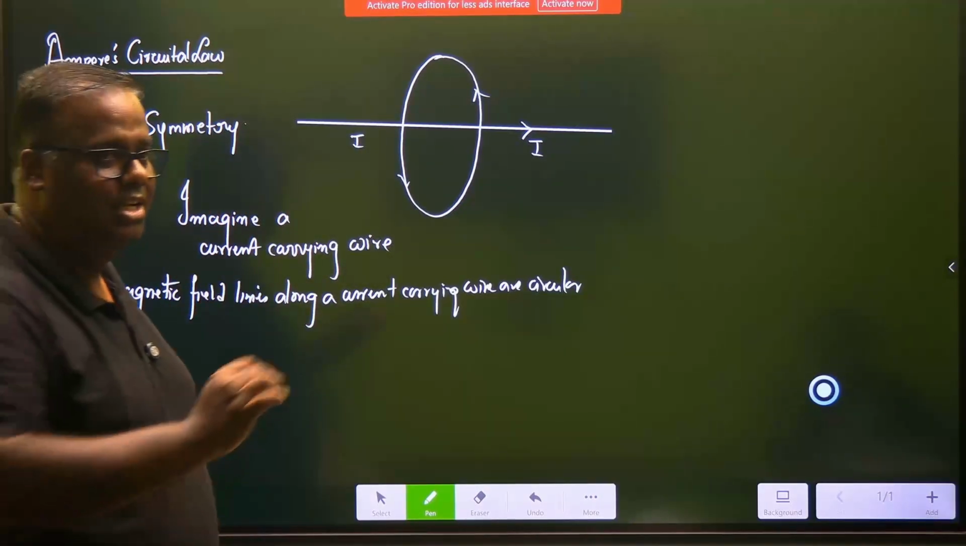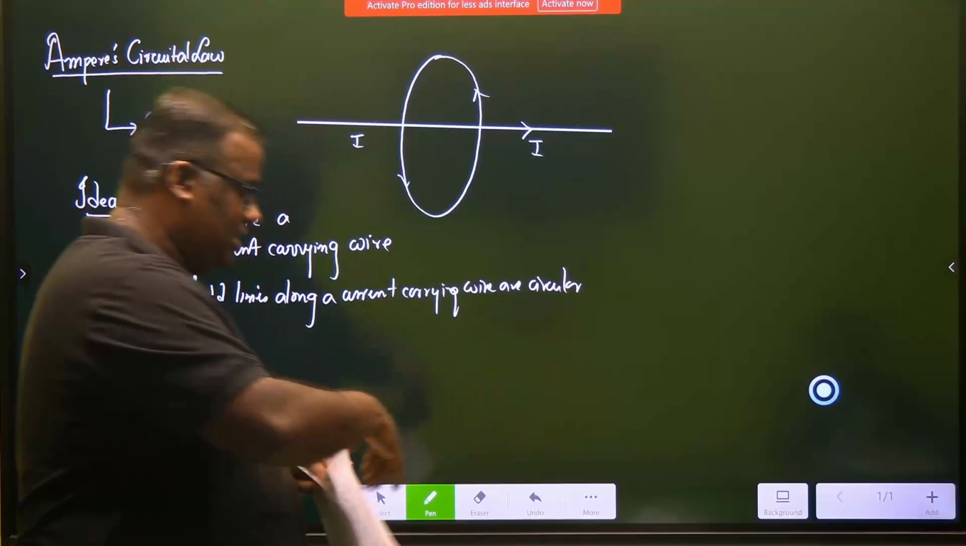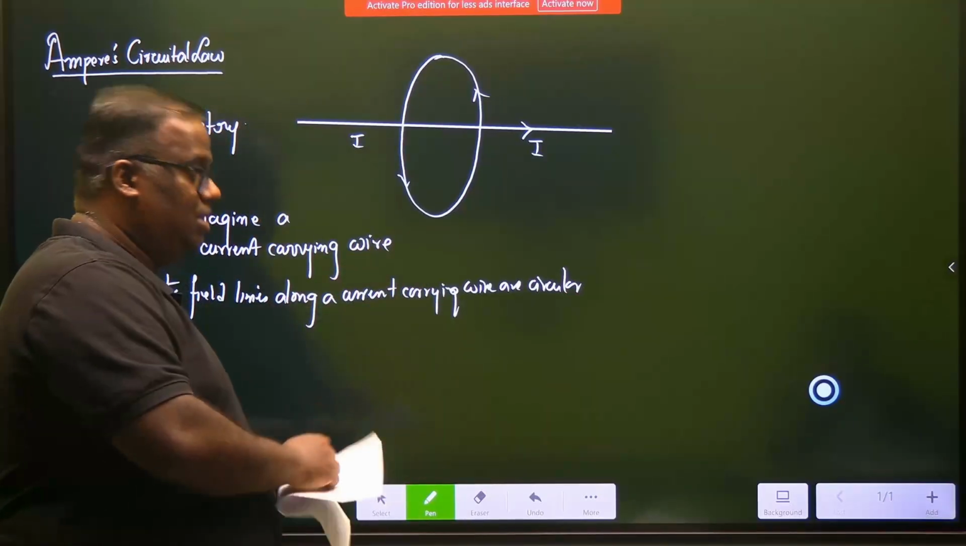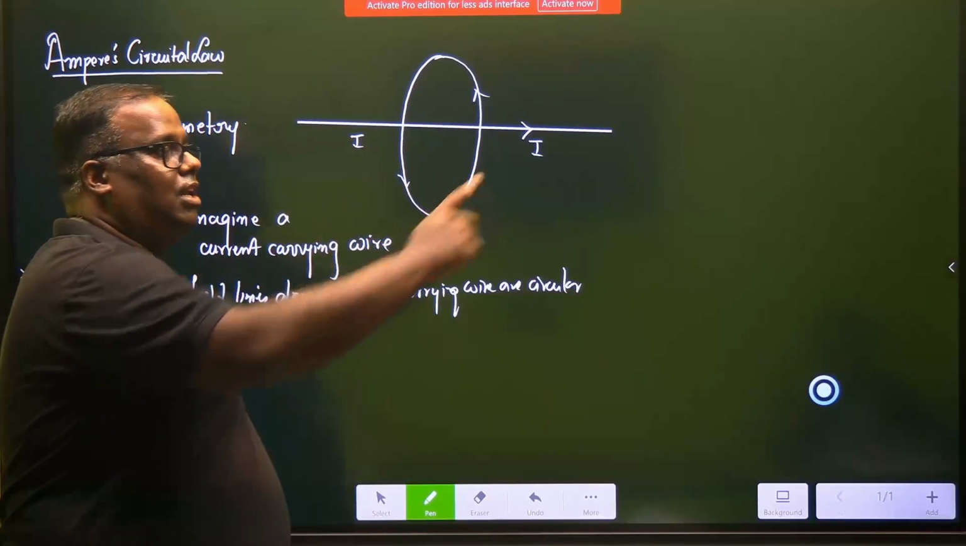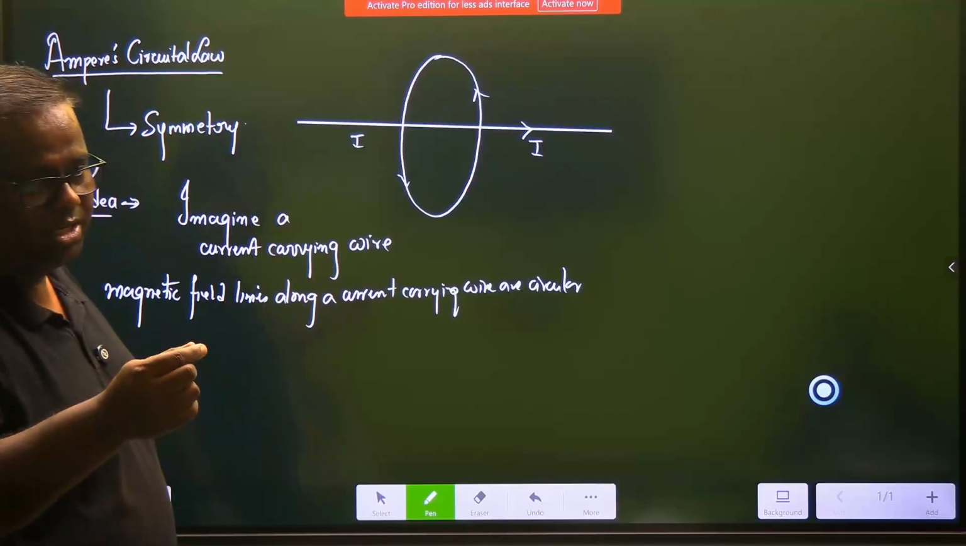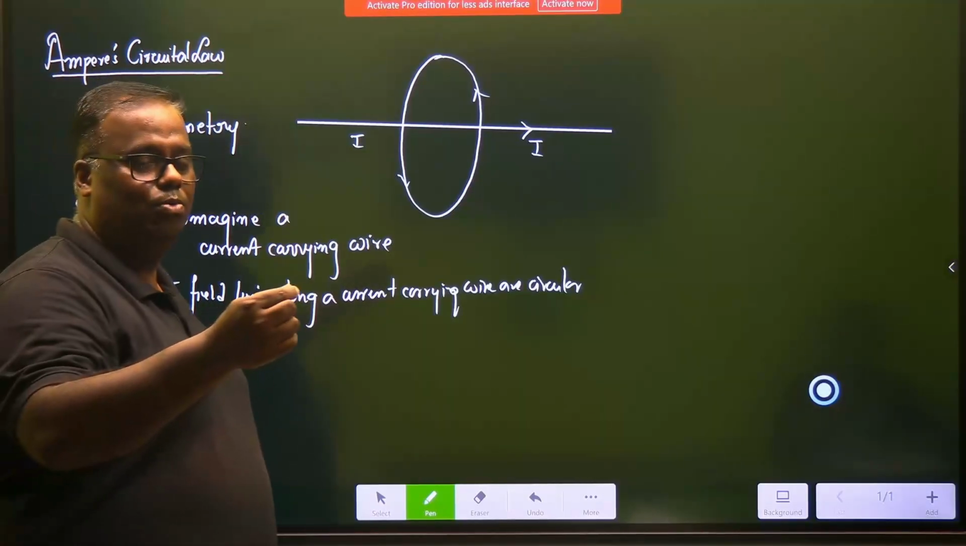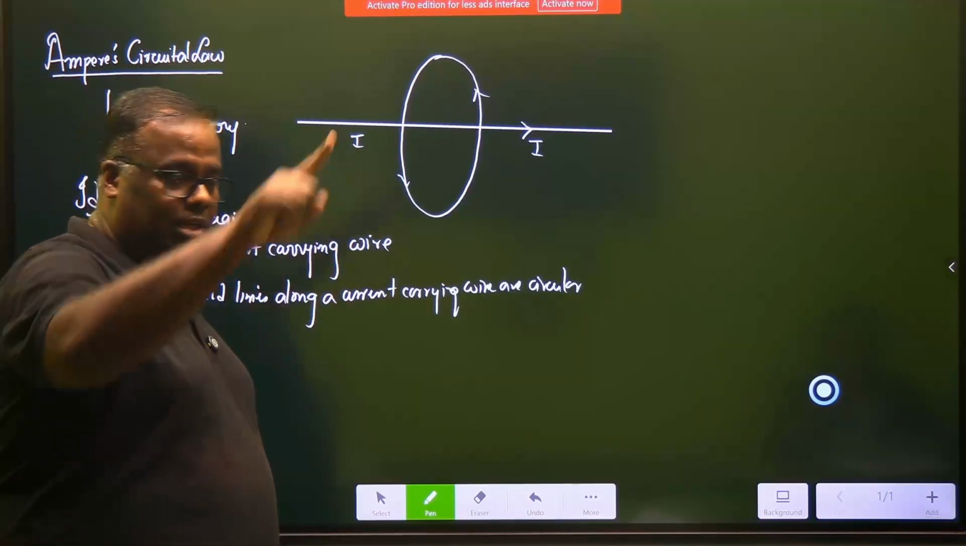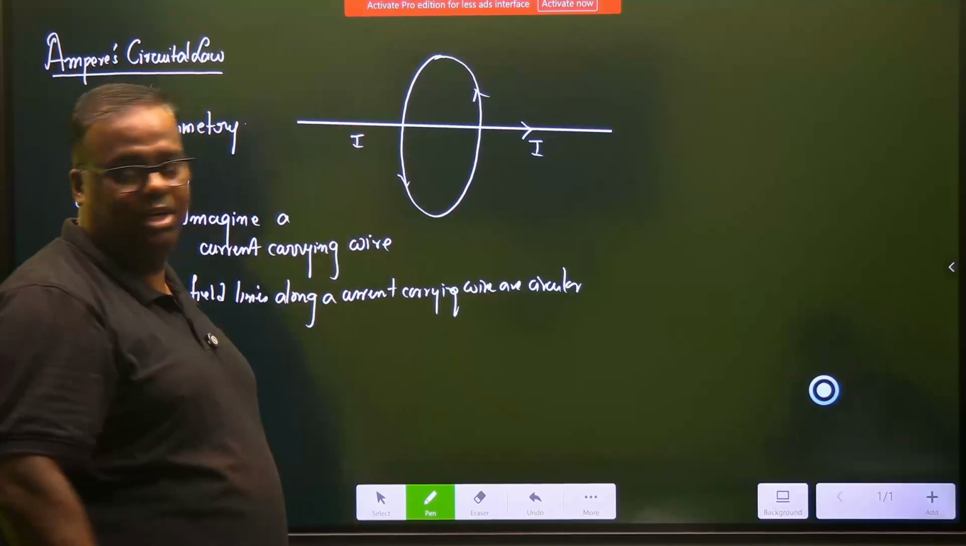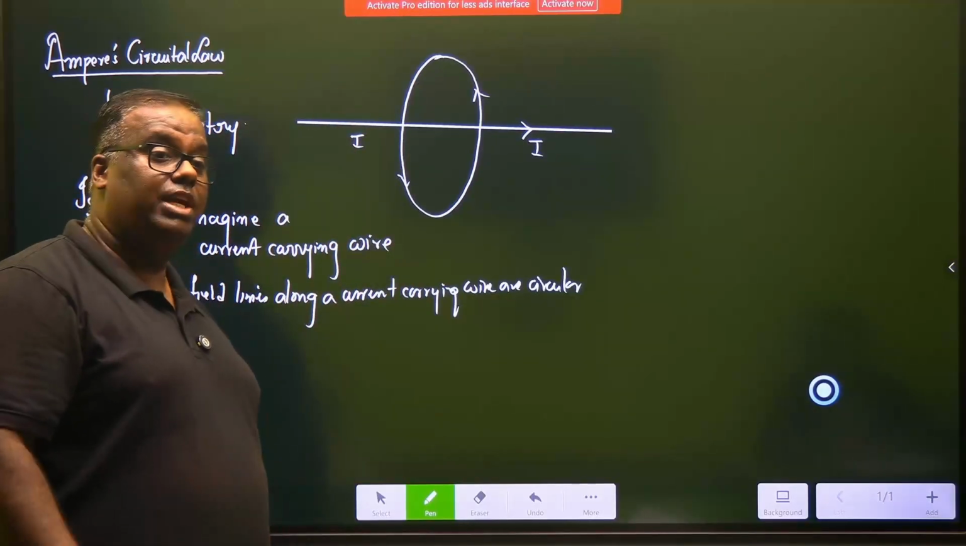Are you understanding? This is a current carrying wire. Let's say this is a current carrying wire. Or imagine here. Imagine that there is a straight current carrying wire. A little bit far away from the current carrying wire, distance r, you want to find out what is the magnetic field. So encompassing r also there will be a magnetic field line whose radius will be equal to r.